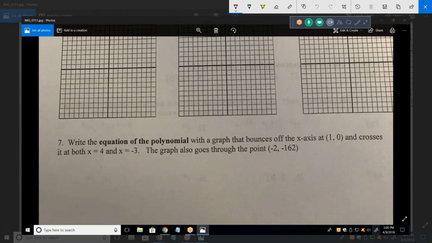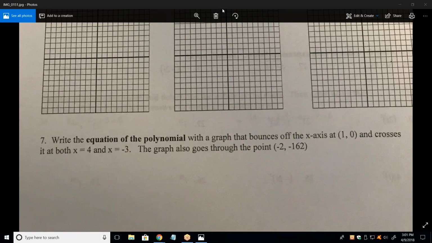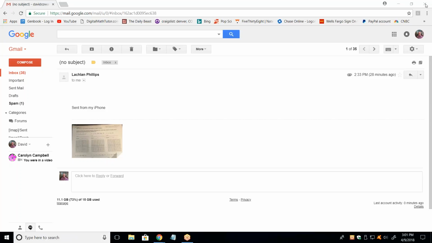Bounces off the x-axis at 1, 0. What does that make that factor? Hold on, I've got difficulties here. Not sure what's going on. Let's try this again.